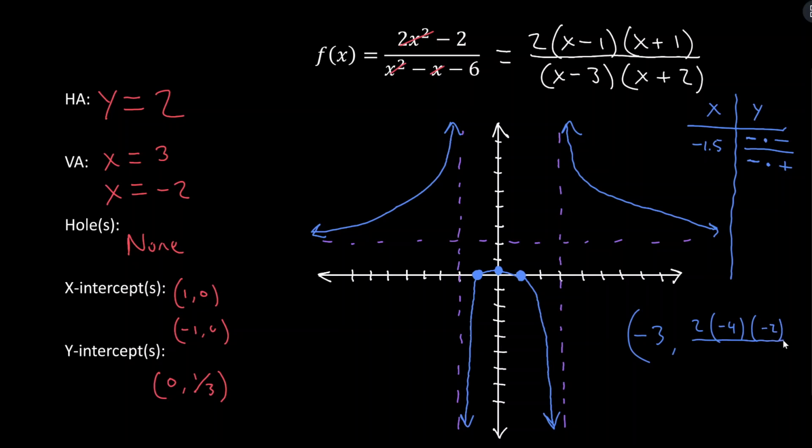And then in the denominator, I have negative 3 minus 3, that's negative 6, times negative 3 plus 2, that's negative 1. Okay, so this is my point. Obviously, I want to simplify it. I want to figure out what this is.